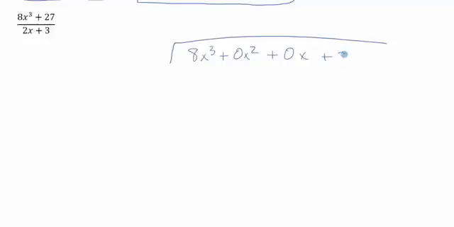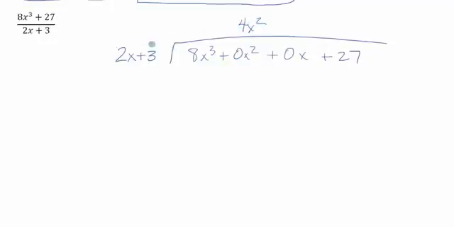Next problem, let's see if we can try this. And I notice here right off we're missing a lot of terms, so we're going to want to put some placeholders in. 8x cubed plus 0x squared plus 0x plus 27. And we're dividing by 2x plus 3. So let's go ahead and start. First, divided by first. 8x cubed divided by 2x is going to be 4x squared. And since I put those placeholders in, I do have a place to put x squared terms.